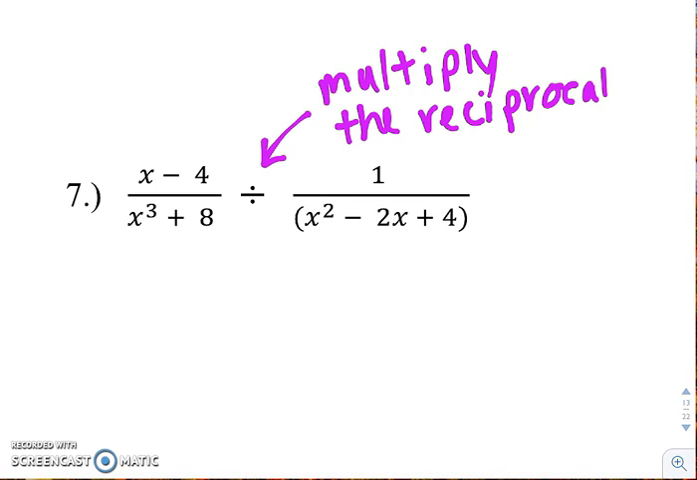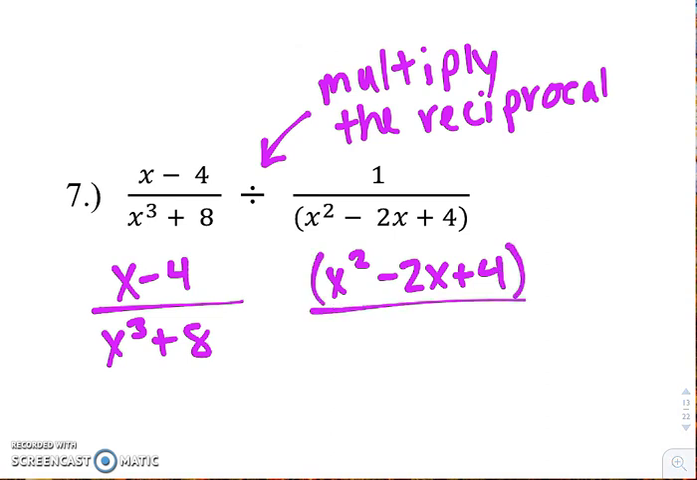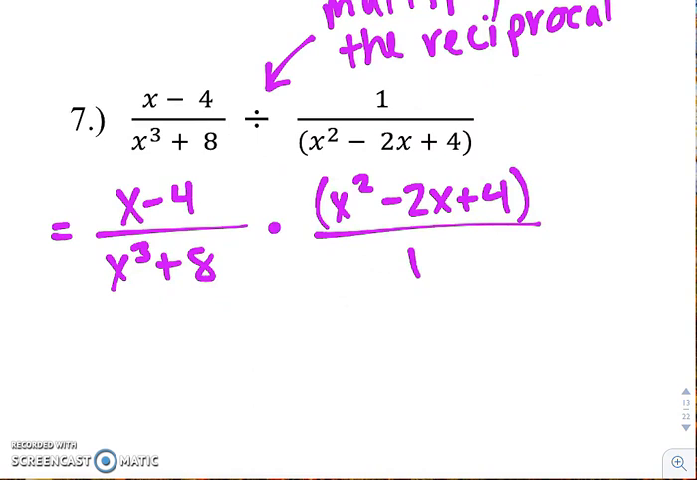So what happens is we keep the first fraction the same, x cubed plus 8, but we're now going to flip that second fraction to make it x squared minus 2x plus 4 over 1 instead of the other way, and it now becomes multiplication. First fraction stays, the second one is flipped, it becomes multiplication. So now that you've done that, it's just like what we did up above, where we are going to factor what we can and then cancel.